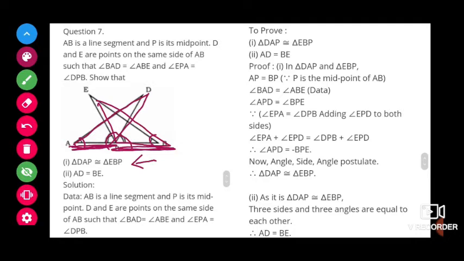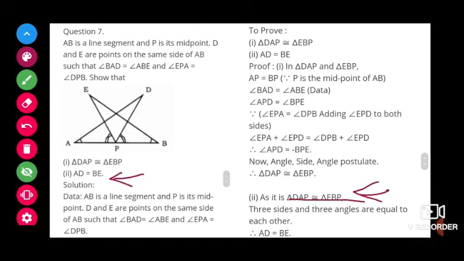Then one more they are asking, AD is equal to BE. So we can write this. Once you show that two triangles are congruent, then automatically the corresponding parts will all be equal. So we will write the same statement, that just now we had shown that these two triangles are equal. So automatically the corresponding sides will be equal.